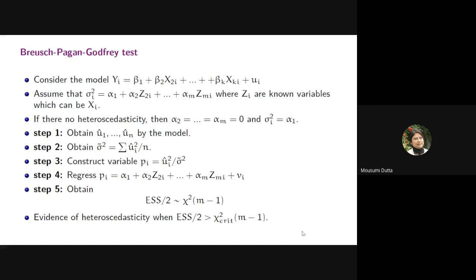So how will we frame this test? First, we have to derive u1 hat up to un hat, the residuals. Again, you have to calculate the residuals. First you need to run the regression, and then using yi minus yi hat, you calculate all ei's or ui hat. So first run the regression, then estimate your yi hat, then take the difference between yi and yi hat. This will give you ei or ui hat.